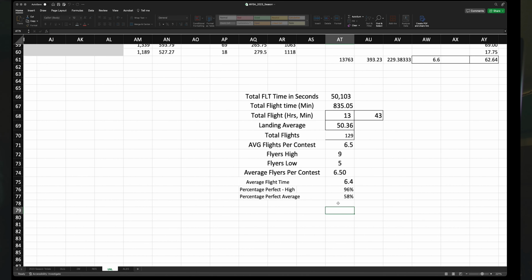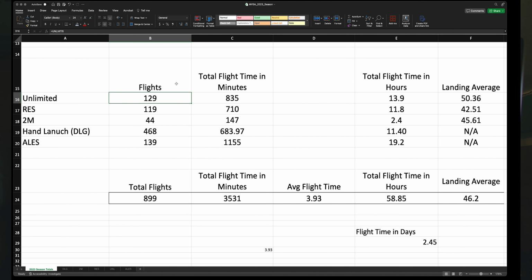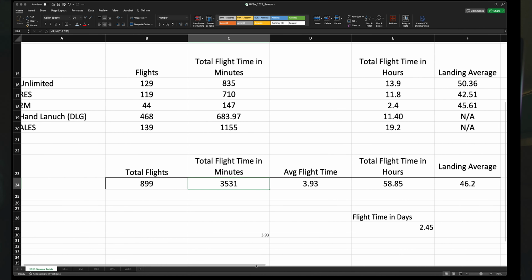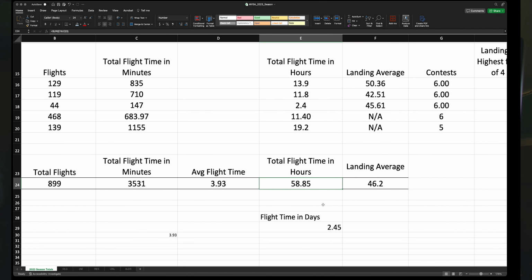So we take this information here and we jump this information over to a master sheet. This is the number of flights for limited, RES, 2 meter, hand launch, which seems excessive, but at the same time, these are 3-minute flights, and then ALES. Then we have a total flight time in minutes, and we break the minutes down to hours, and then finally to days for the entire season, which is pretty cool.